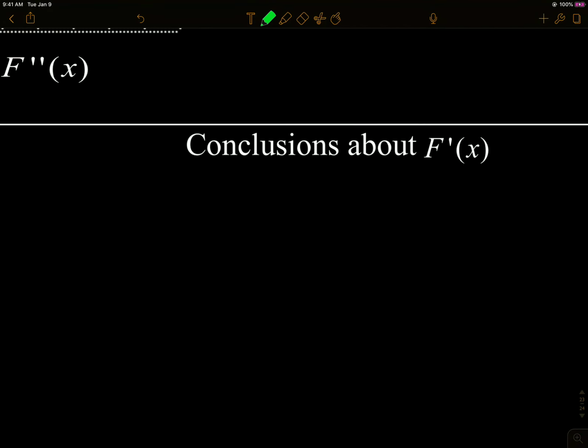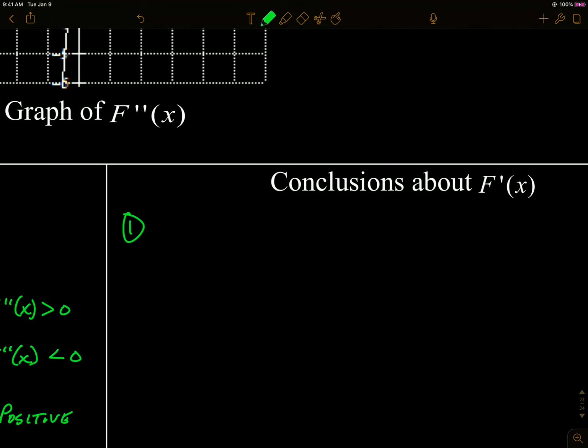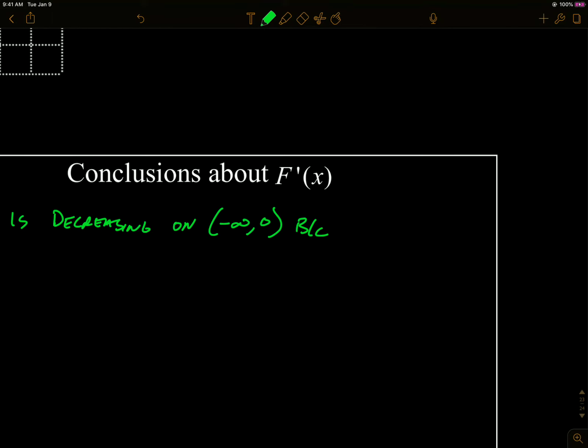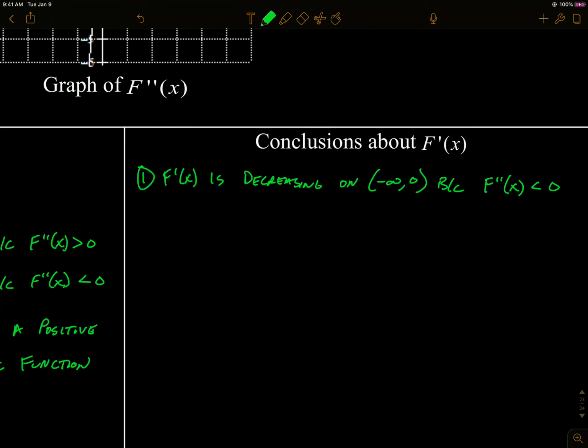All right, so what can we say about f prime based on the graph of f double prime? Well, we know that f prime is decreasing on negative infinity to 0 because the second derivative is negative. So anywhere where the second derivative is negative, we know the derivative should be decreasing. Again, that's that relationship between a function and its derivative.